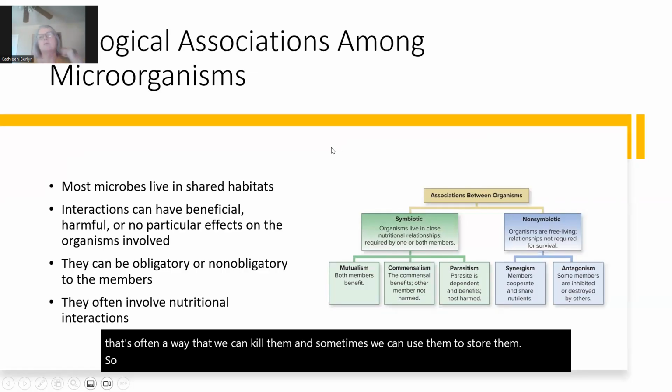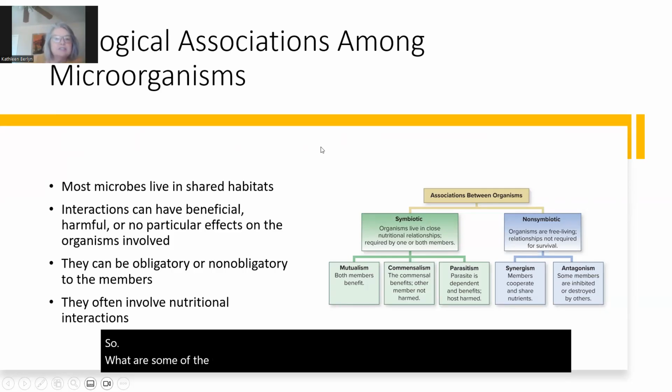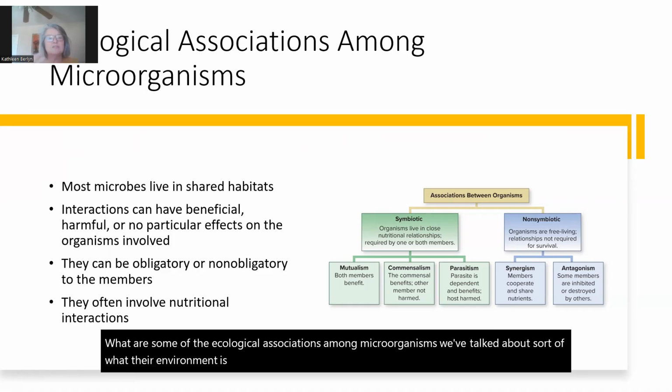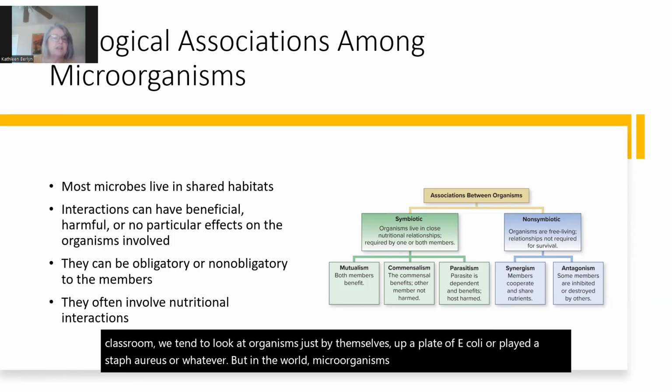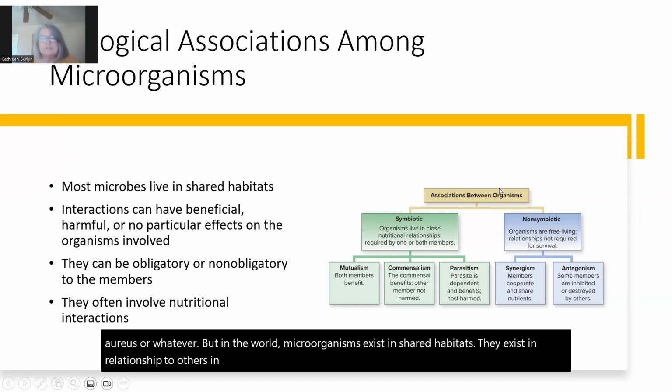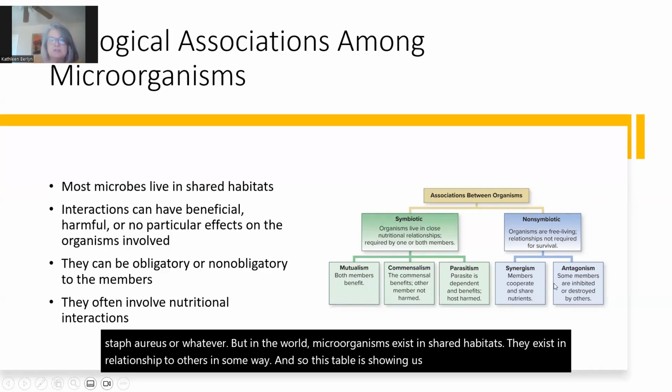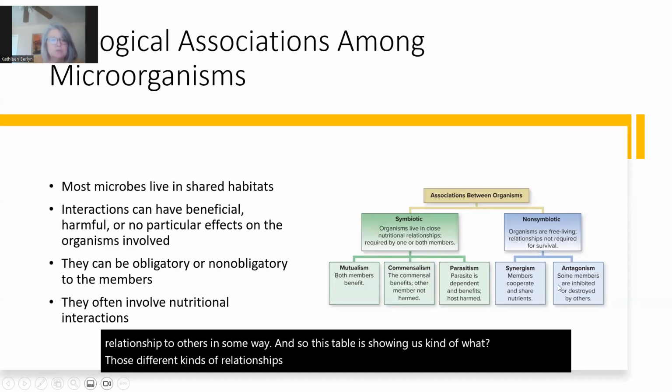So, what are some of the ecological associations among microorganisms? We've talked about what their environment needs to be and all the different factors that go into that. But in our classroom, we tend to look at organisms just by themselves, a plate of E. coli or a plate of Staph aureus or whatever. But in the world, microorganisms exist in shared habitats. They exist in relationship to others in some way. And so this table is showing us what those different kinds of relationships can be, and we'll talk about those as we go through this talk.